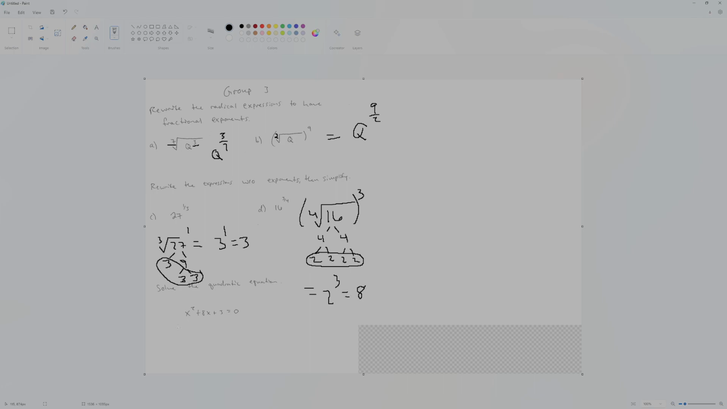Okay. And then quadratic formula, again, that's going to be our a, our b, and our c. So we got x equals negative b plus or minus the square root of b squared minus 4 times a times c, all over 2a. So that's negative 8 plus or minus the square root. 8 squared, 64, minus 12, that's 52, all over 2.